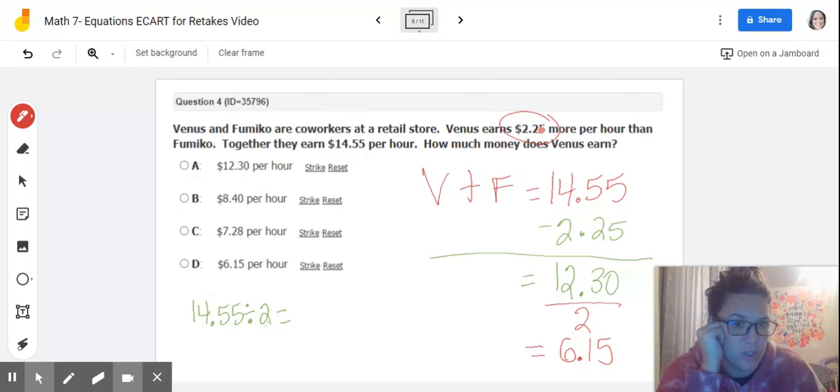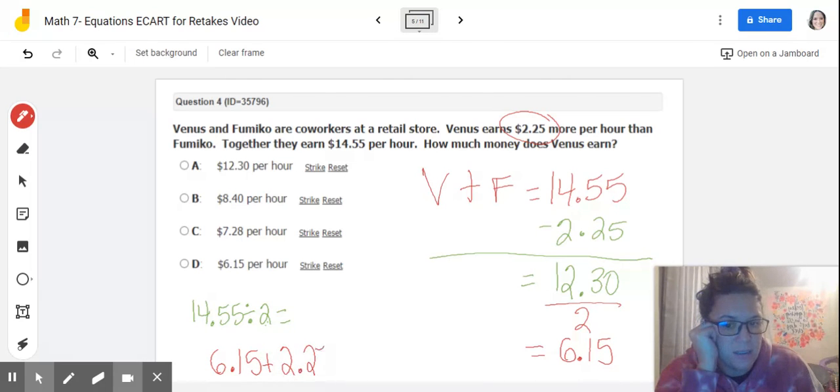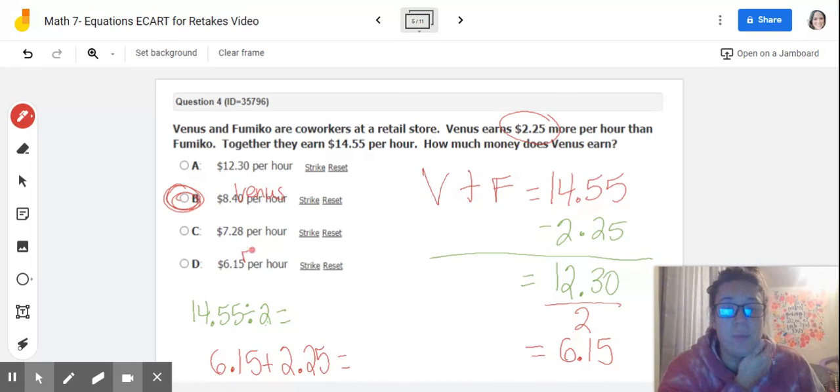But $6.15 is how much Fumiko works. Venus earns $2.25 more than Fumiko. So I have to take that $6.15 and add it to the $2.25 to figure out $8.40 is what Venus makes. This would be Fumiko. This would be Venus. And if I added those two up, it would equal $14.55. Those of you that subtracted the 2.25, you stopped there and you put A. That might have been the most common missed answer, but it's B.